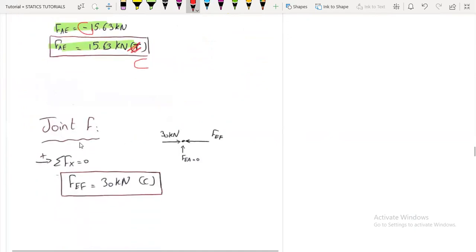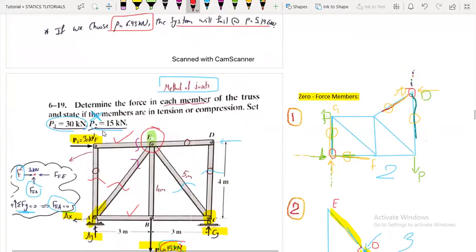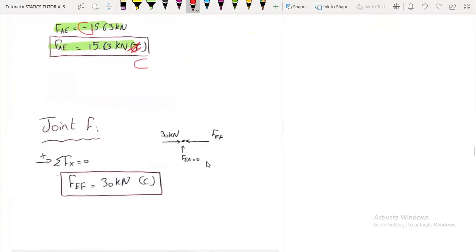Now, regarding finally joint F, we have what? Here is joint F. We will find FEF. Okay, so we have a joint F. Here it is 0. We have FEF and the P value, which is given 30 kilonewtons. So FEF will be 30 kilonewtons in compression. I have assumed it to be a compression because it's obvious it will be opposite in direction to this force.